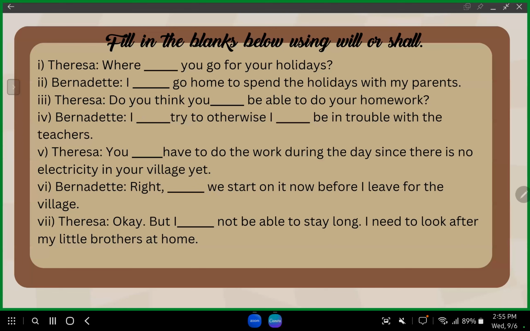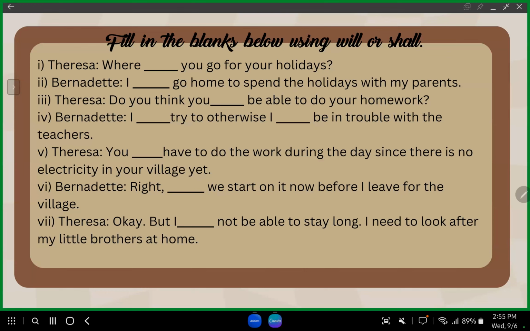So, for example, someone could ask you a question of: Shall we go to the supermarket tomorrow? It's at the beginning of the sentence, but still you have to use shall because you're using what? We.